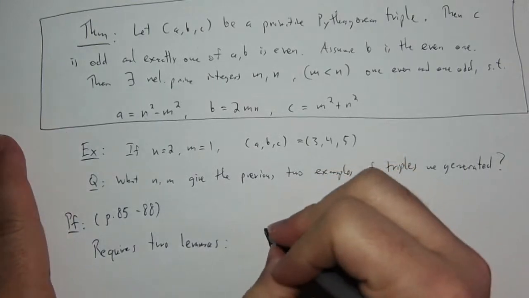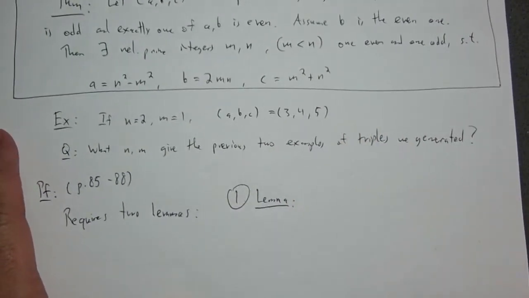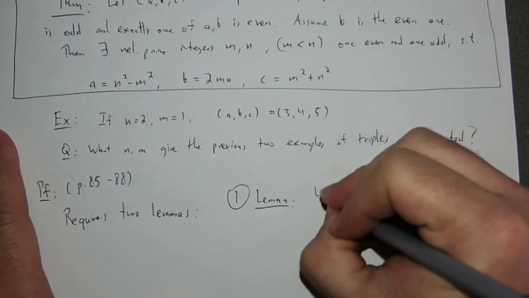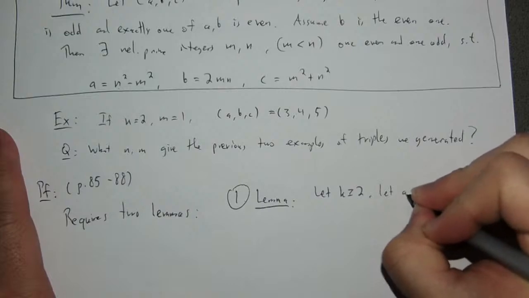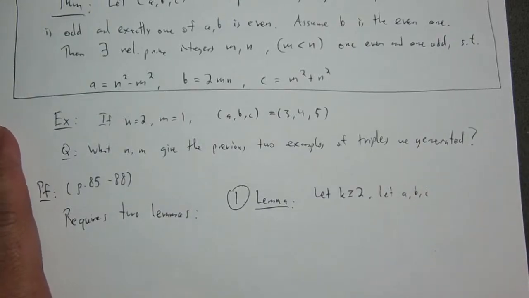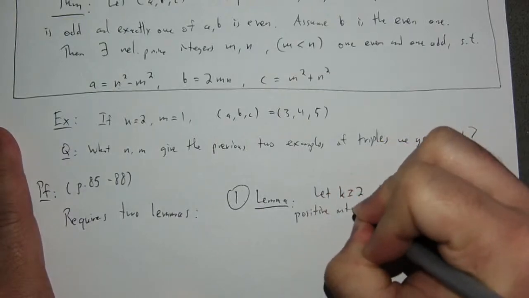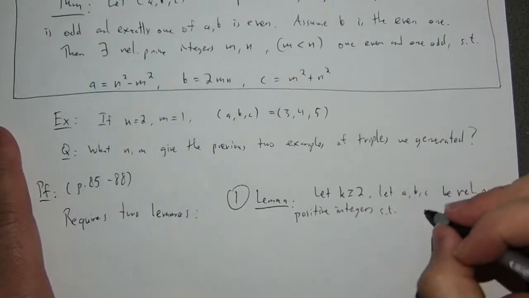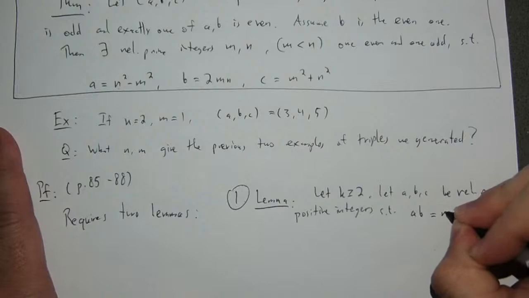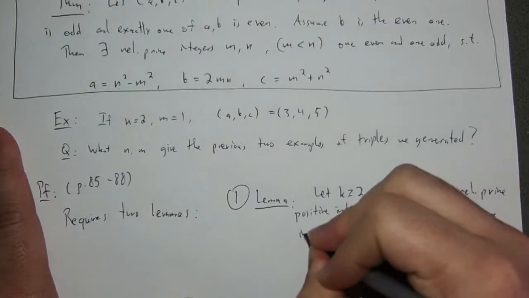The first lemma required in this proof is the following. Let k be greater than or equal to 2, and let A, B, C be relatively prime positive integers such that A times B is a power of k. It's n to the k for some integer n.